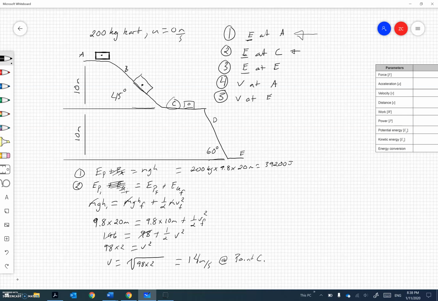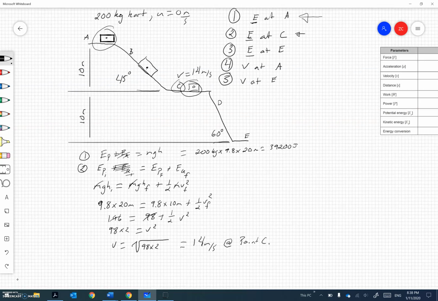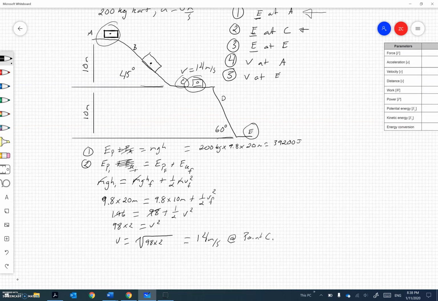Now the problem did ask us what was the energy at point C, and the fact is that it's got a combination of potential energy and kinetic energy. Here our velocity is 14 meters per second, and it has the same total energy at this stage as it has at this stage. At all times it has the same total energy, so no energy is ever lost.